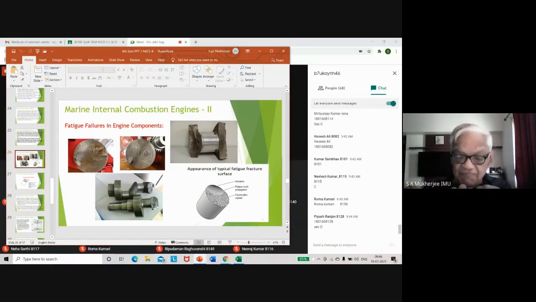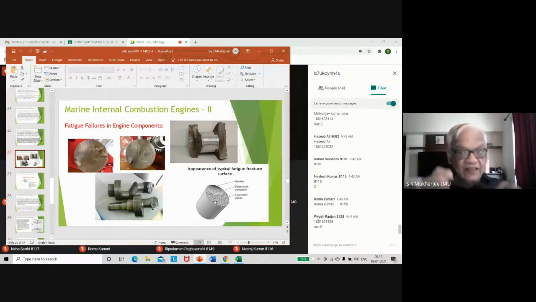So we need a smooth mirror finish on the crank pin, on the journal, on any part of the shaft. That is why we need to have a mirror finish on the surface for a crank pin, for a main journal or any shaft. If there is a dent, if there is a scratch, it will fail.